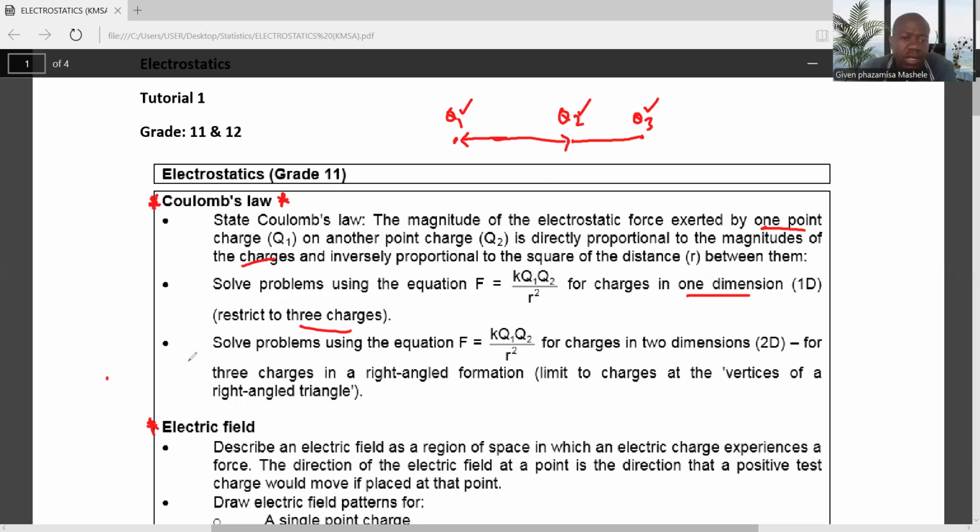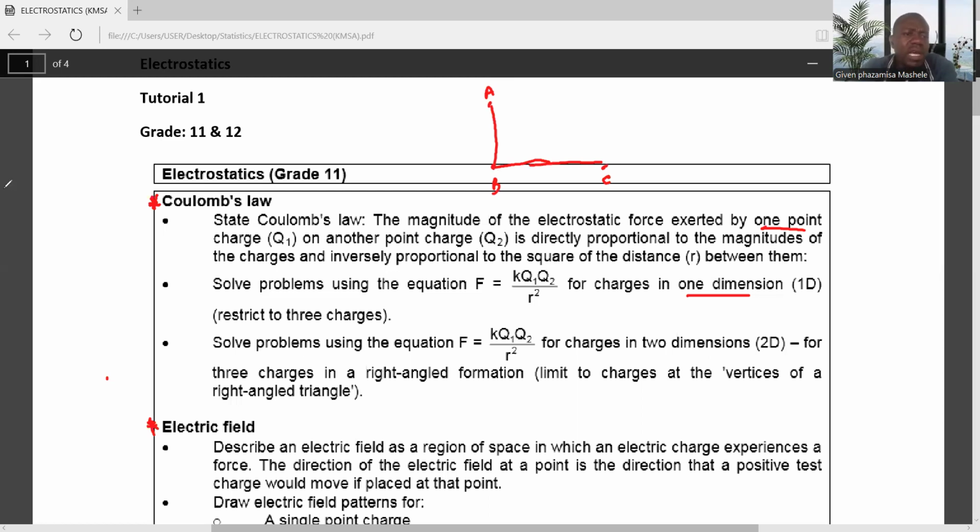And then again, we need to also be able to solve problems using the same equation for charges that are in 2 dimensions. Two dimensions means we are referring to charges at right angles. For example, let's say there's a point charge, call it point charge A, then point charge B, and point charge C. You see, these are 2-dimensional. So this is an example of 2-dimensional charges.